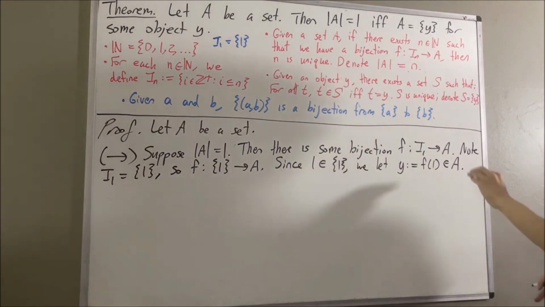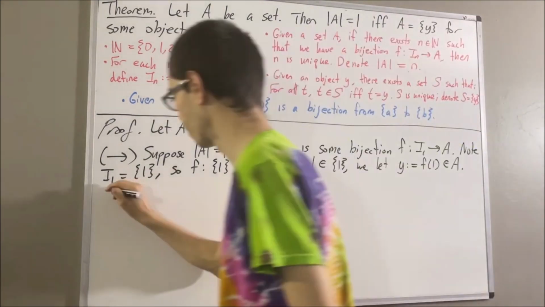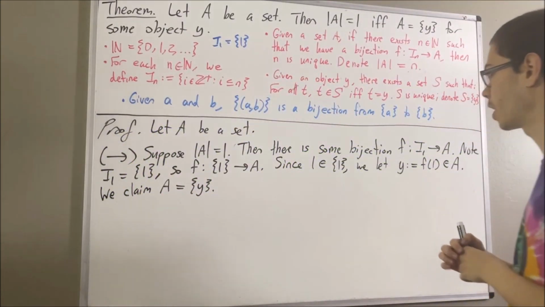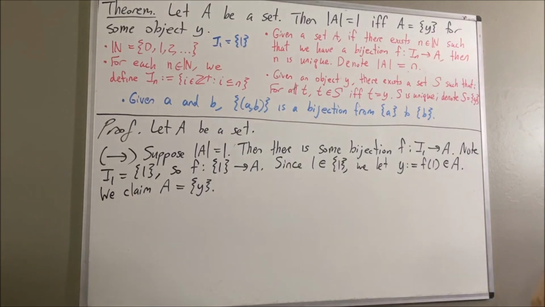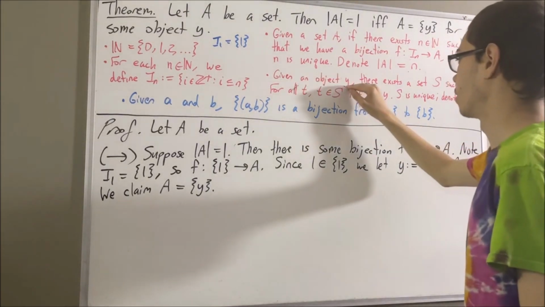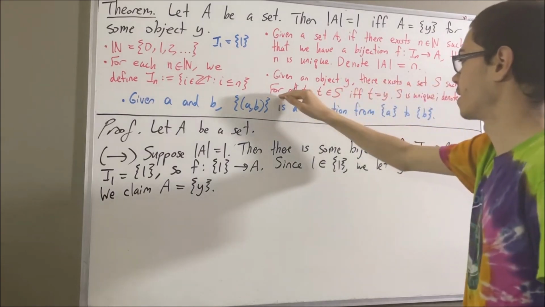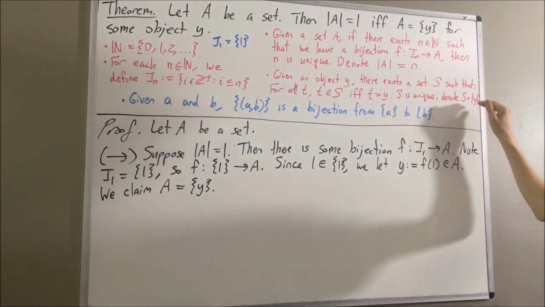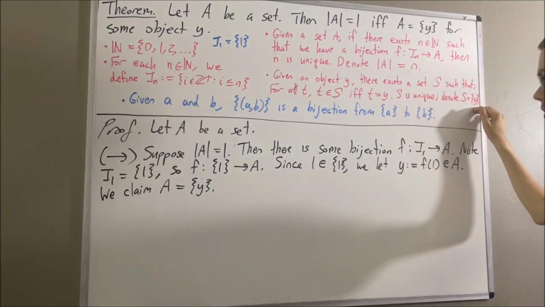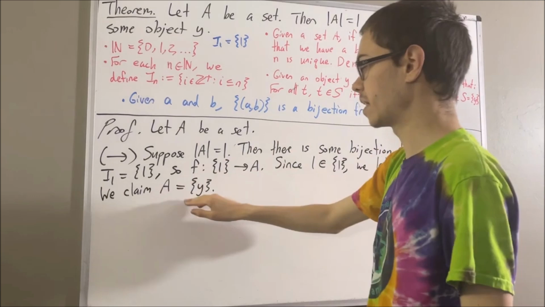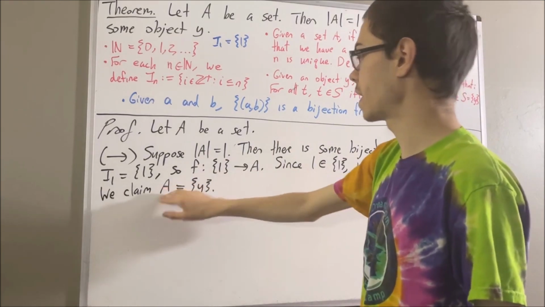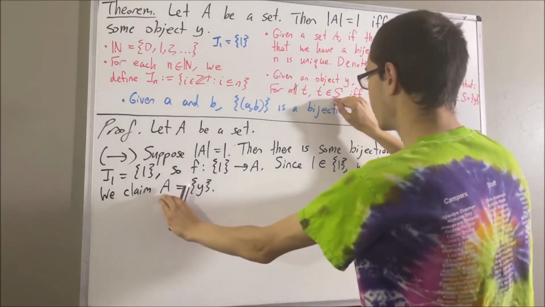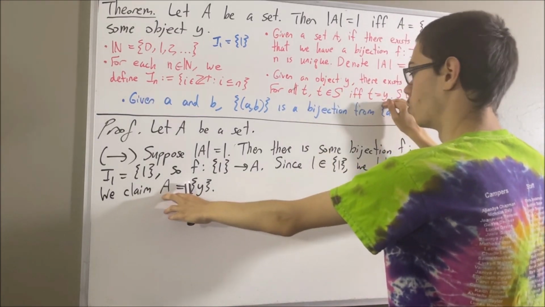Now our claim is that A is equal to the singleton set of y. How do we prove that A is equal to the singleton set of y? Well, remember, given any object y, there exists a set S which satisfies this statement. And we call this set S the singleton set of y. So, to show that A is the singleton set of y, all we've got to do is show that A satisfies this statement, where S is equal to A and y is equal to y.